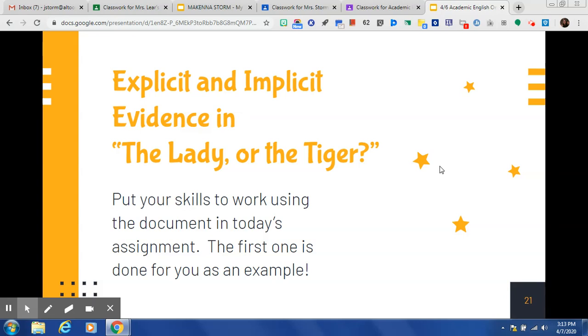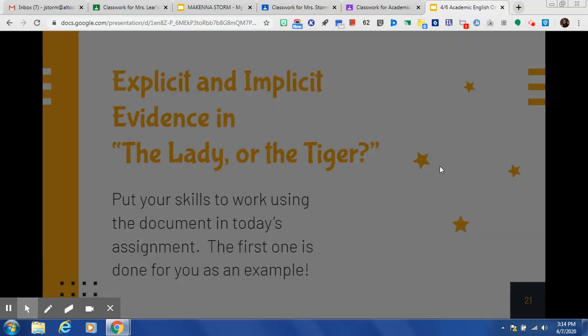What you're going to do is put your skills to work using the document that is in Google Classroom. This is the explicit and implicit evidence for The Lady or the Tiger. The first one is done for you as an example, so you can see the types of things that we're looking for in the different columns when it comes to explicit and implicit evidence.